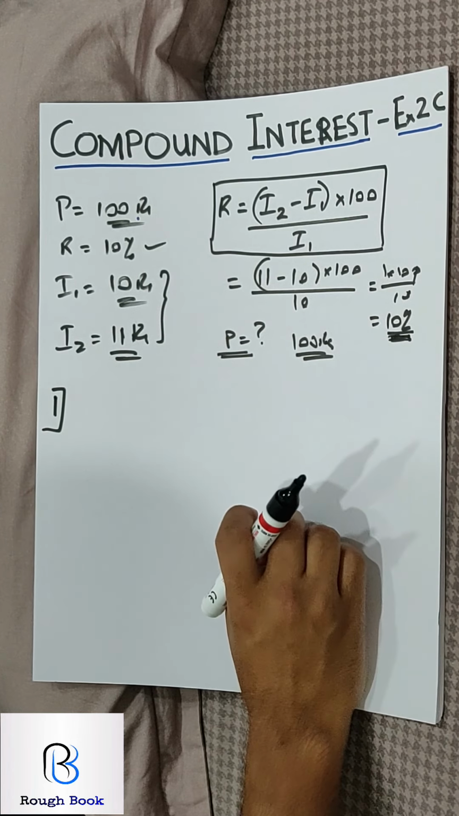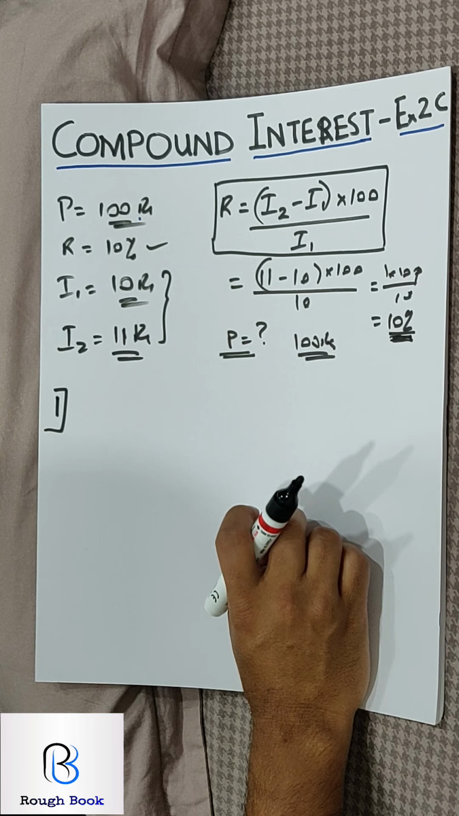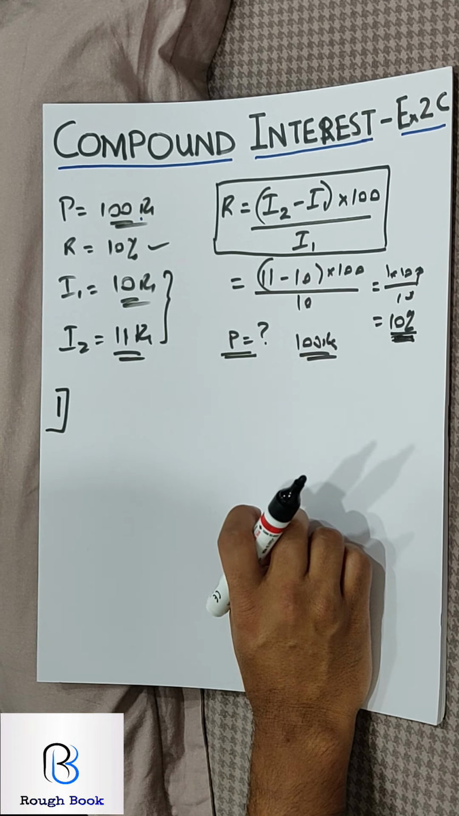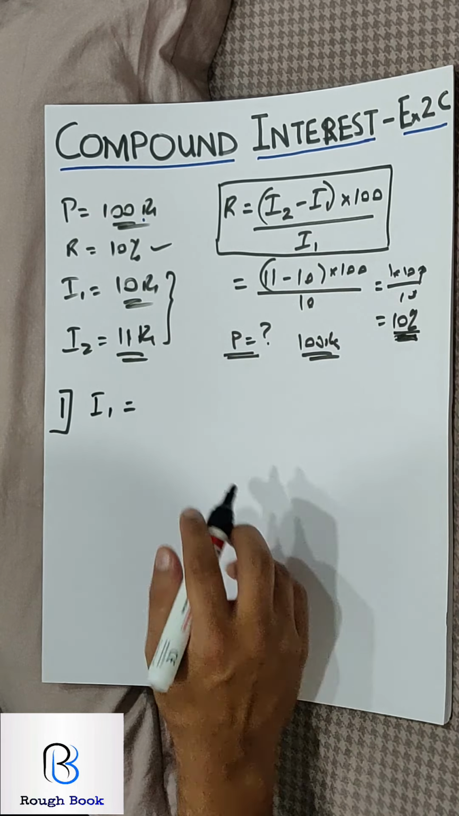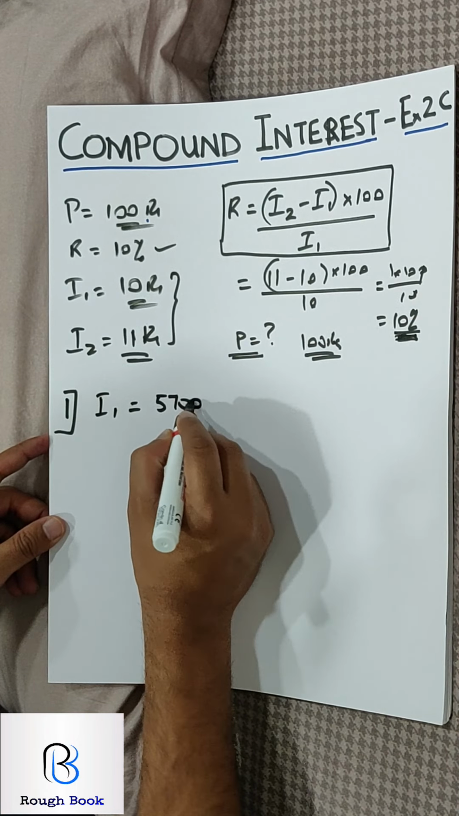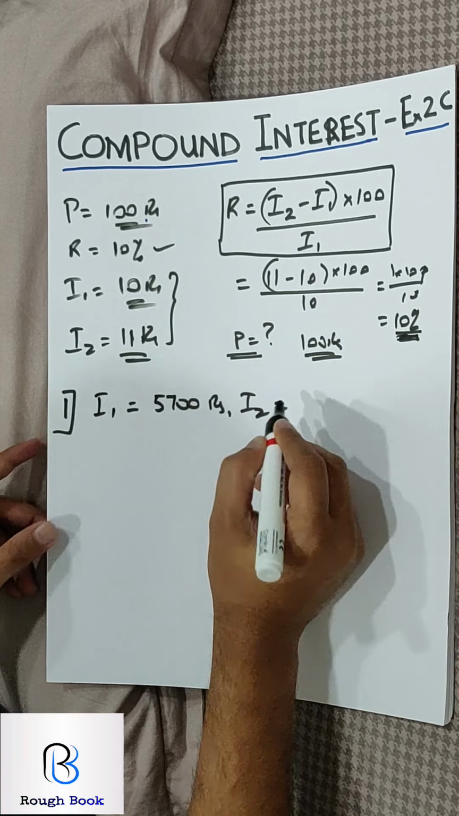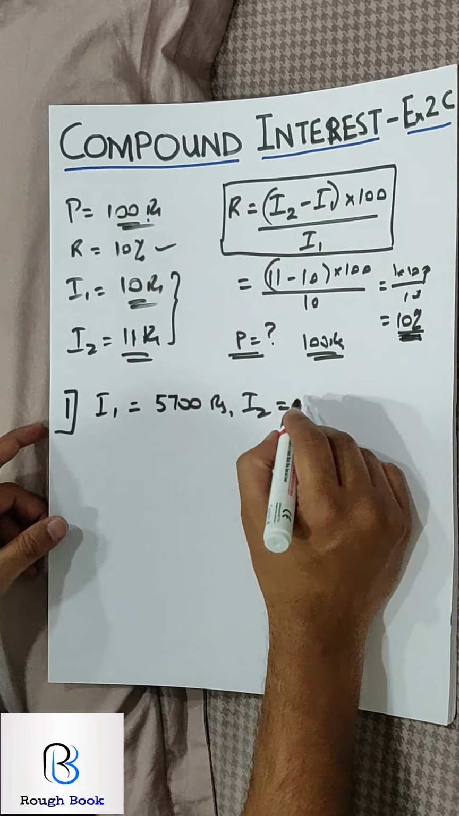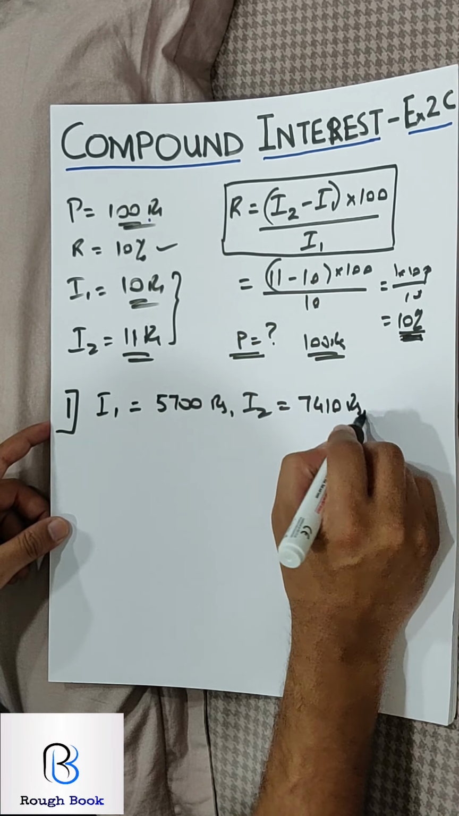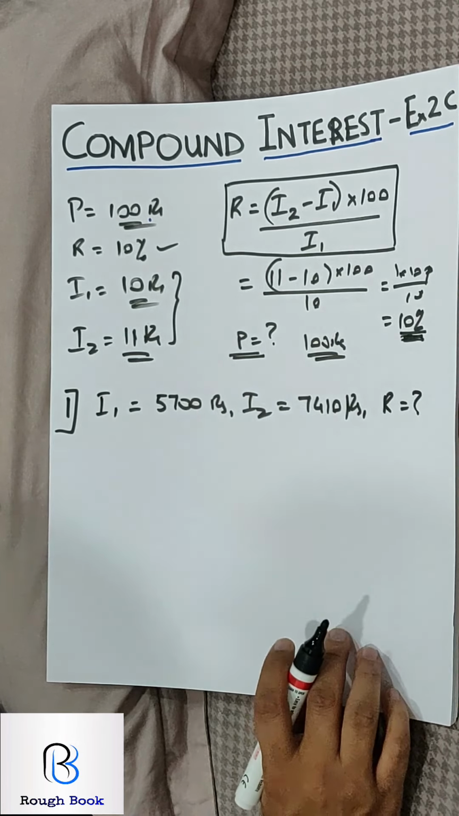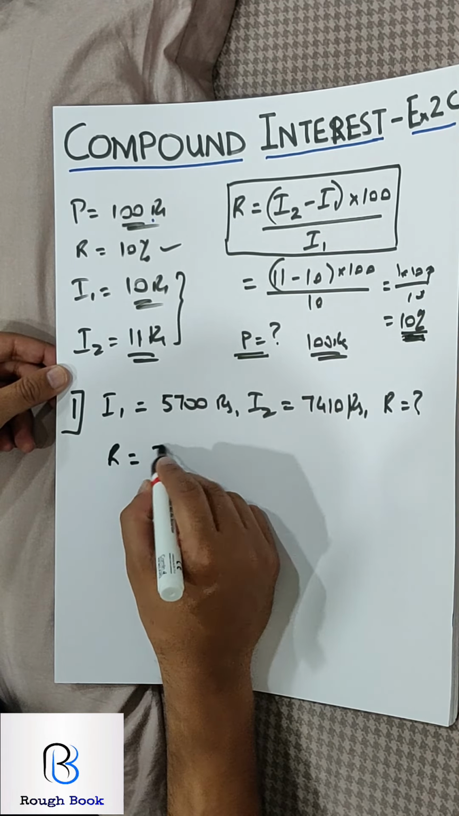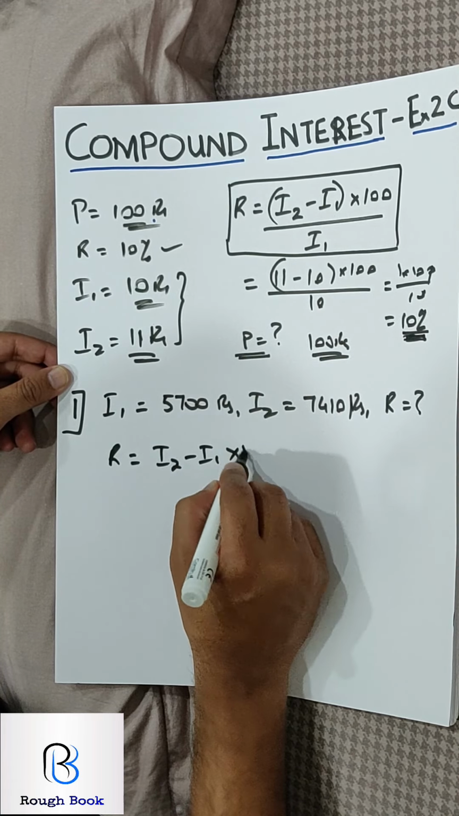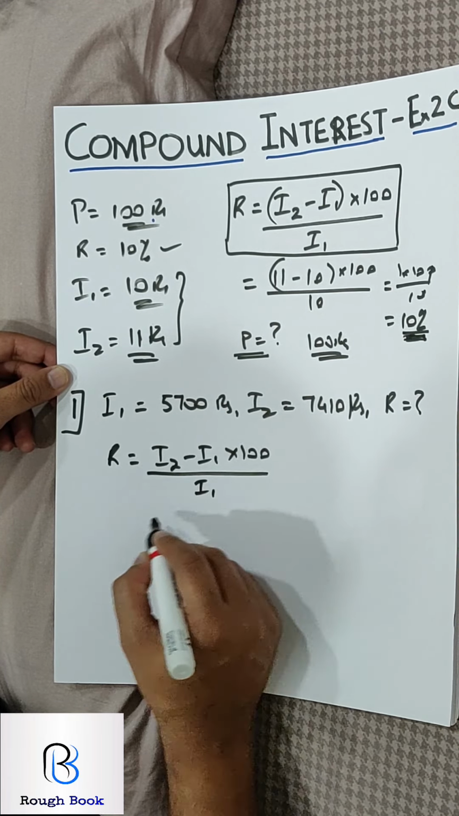It says a sum is invested at compound interest compounded yearly. If the interest for 2 successive years, I1, I am considering it as rupees 5,700, and I2 is given to you as 7,410. Your question is to calculate the rate. So how are you going to calculate the rate? You already know the formula: I2 minus I1 into 100 upon I1.